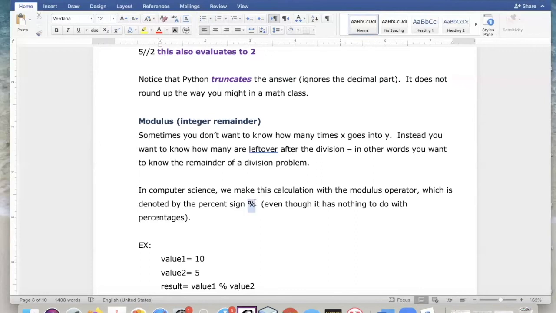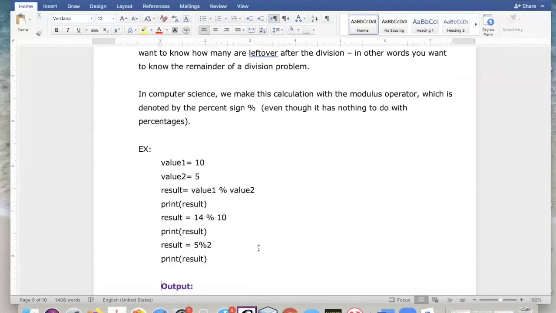In Python, that's denoted by the percent sign, even though this has absolutely nothing to do with standard percentages that you might be used to from a statistics class. Let's look at an example.